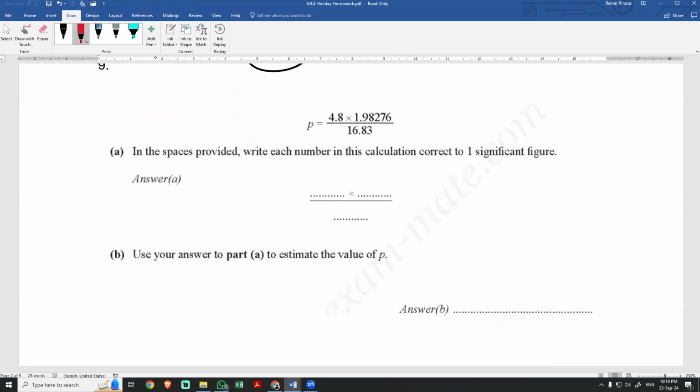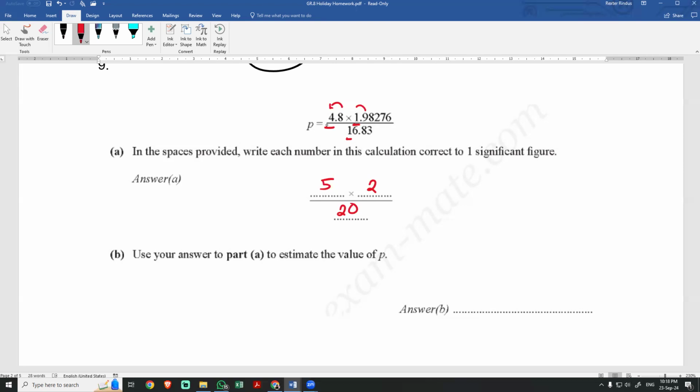The significant figure is 4. Since this is 8, that will change to 5. The significant figure is 1, but since this is 9, that will become 2. And below, the significant figure is 1, but since it is 16, that will become 20. So that will be the sequence 5, 2, and 20.